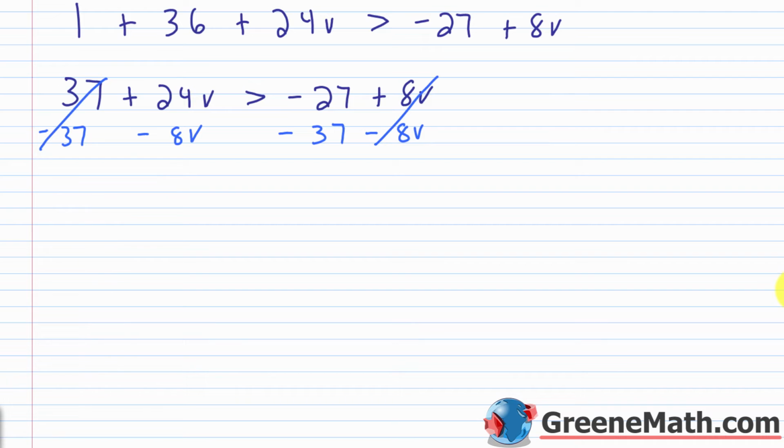24v minus 8v is 16v. And this is greater than negative 27 minus 37, which is negative 64. So to get v by itself, I divide both sides by 16. I'm dividing by a positive there, so I don't have to do anything special. So this cancels with this, and I get v is greater than negative 64 over 16, which is negative 4. So let me erase everything real quick.